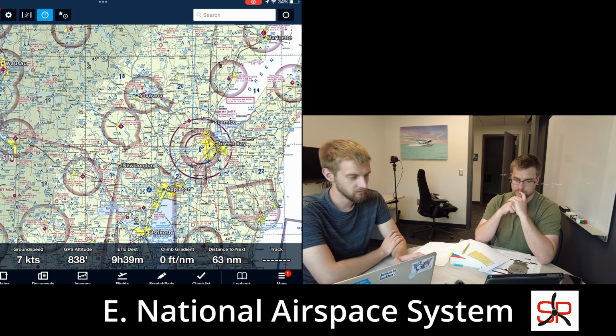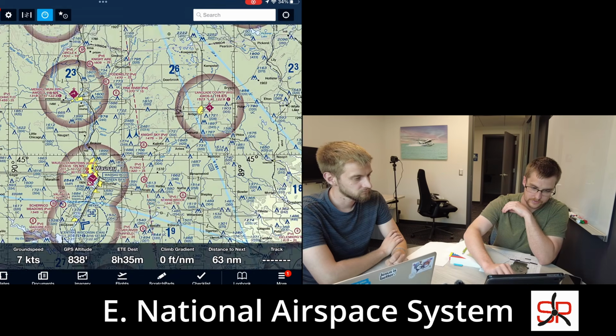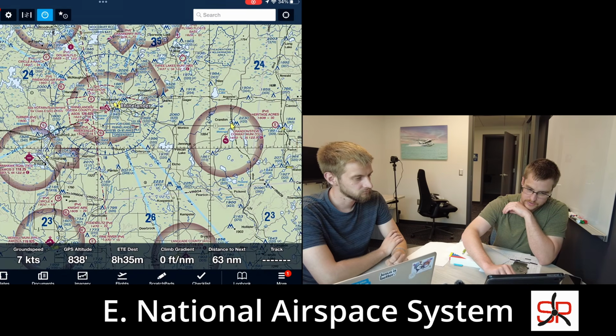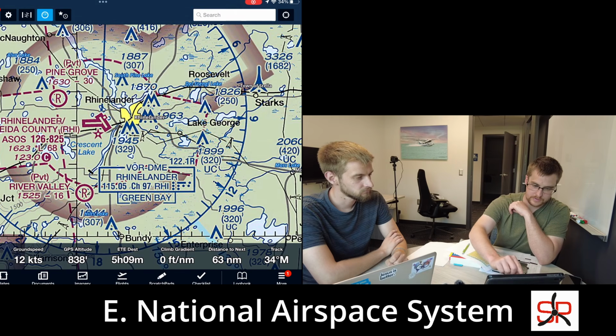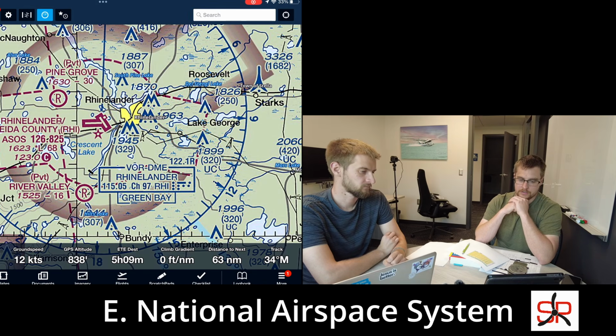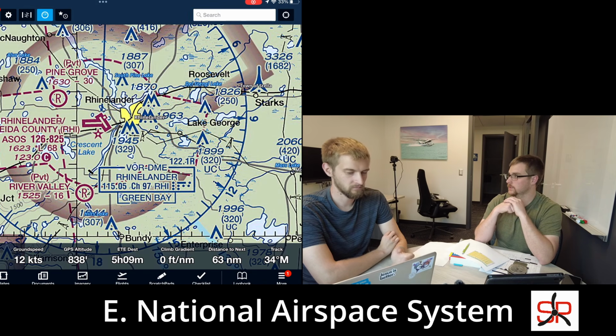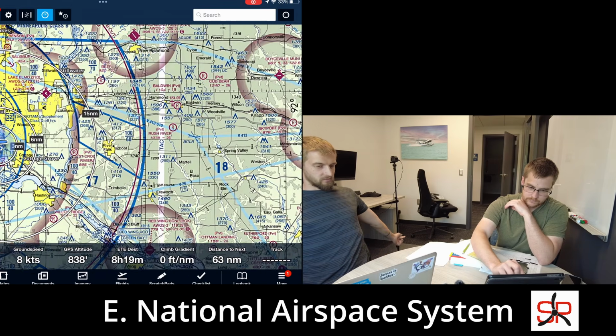Okay, beautiful. Any other classifications there of airspace besides special use airspace? We got A, B, C, D, E. We missed, there is a surface E, so let's see if we can find one here for an example. There's one. So right around Rhinelander, so that dashed magenta, that is a Class E airspace down to the surface.